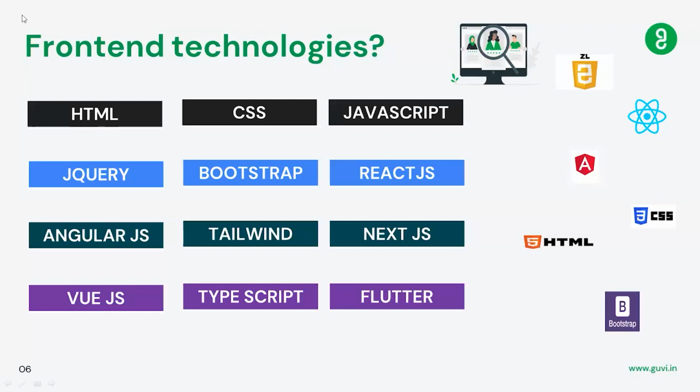Okay, then comes jQuery. jQuery also works with JavaScript. jQuery and JavaScript are like brothers. JavaScript is the big brother and jQuery is the small brother, something like that. It works with both, and a few things we can't achieve directly with JavaScript, so we use the help of jQuery.